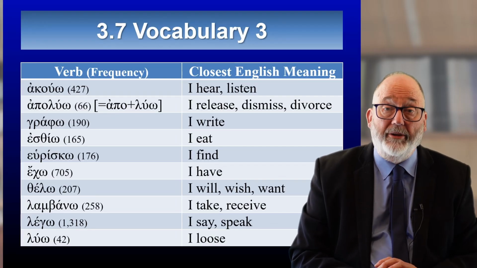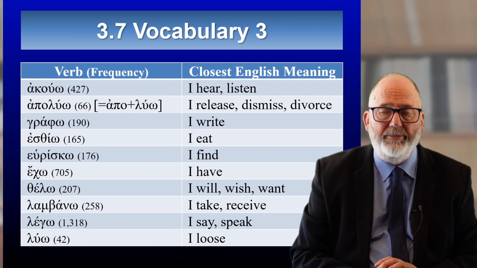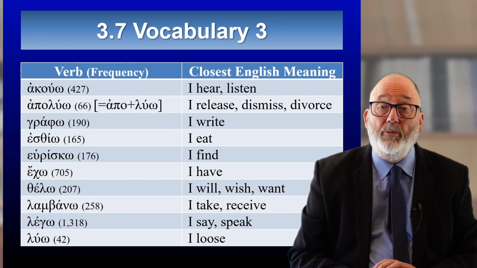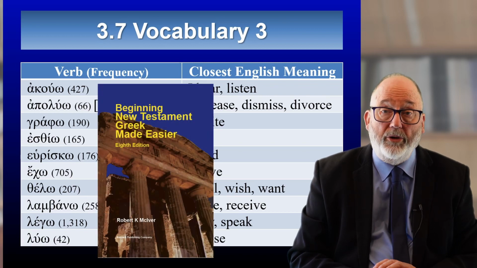Now, before you can understand what's going on with the present indicative active in Greek, you need two other bits of information. You need some vocabulary, and you need to know how this paradigm that you've just looked at shows you how to form the present indicative active of other verbs. As far as vocabulary goes, might I suggest the following 10 Greek verbs. I have put the number of times they occur in the New Testament in brackets next to them. My basic criteria for including a word in a vocabulary list in my book, Beginning New Testament Greek Made Easier, is that a word should occur at least 50 times in the Greek New Testament.